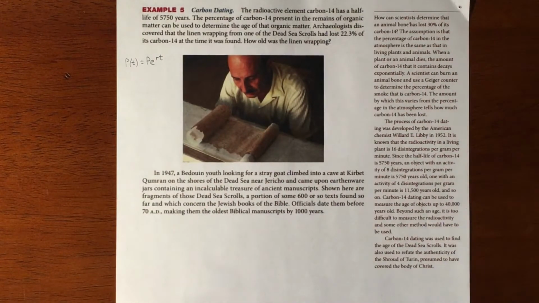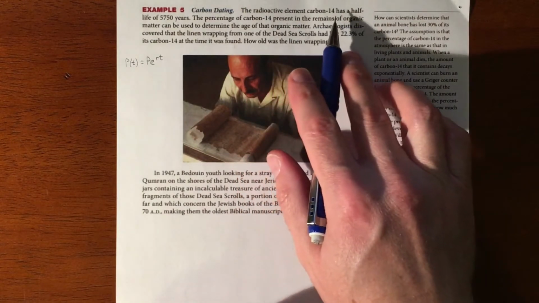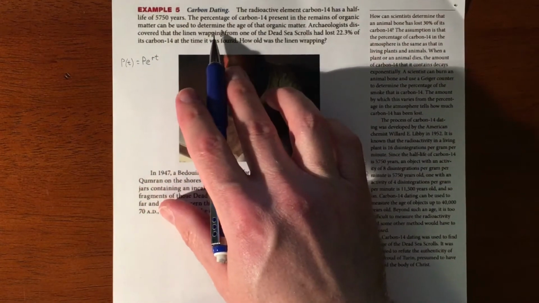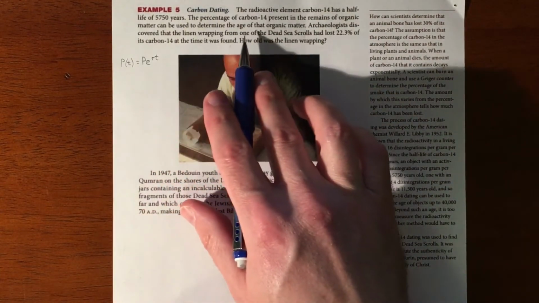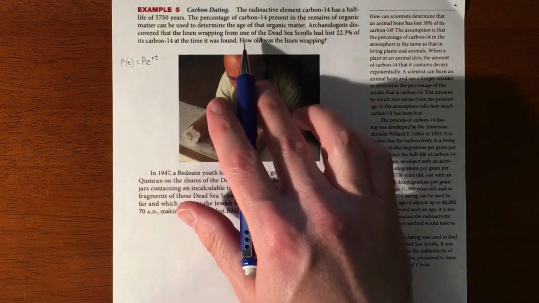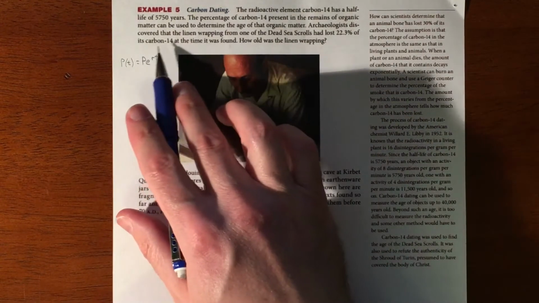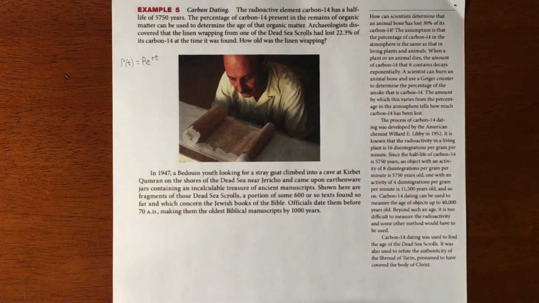So this kind of talks through a little bit of the discovery of it and how it works. But our situation is the radioactive element carbon-14 has a half-life of 5,750 years. The percentage of carbon-14 present in the remains of organic material can be used to determine the age of the organic matter. Archaeologists discovered that the linen wrapping from one of the Dead Sea Scrolls had lost 22.3% of the carbon-14 at the time it was found. So how old was the linen wrapping?